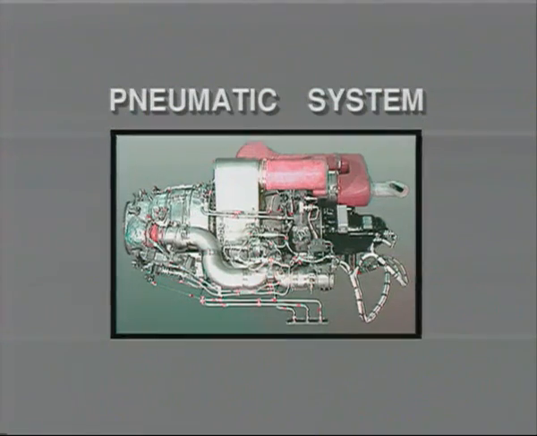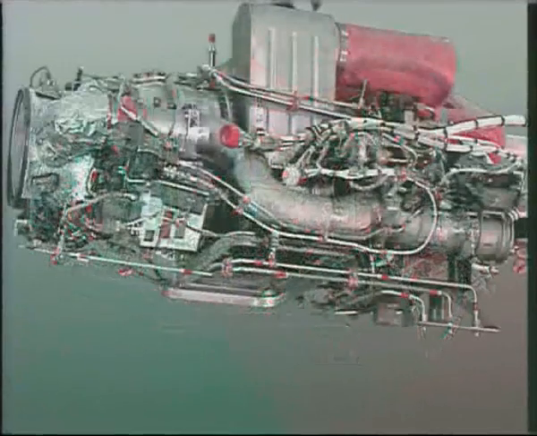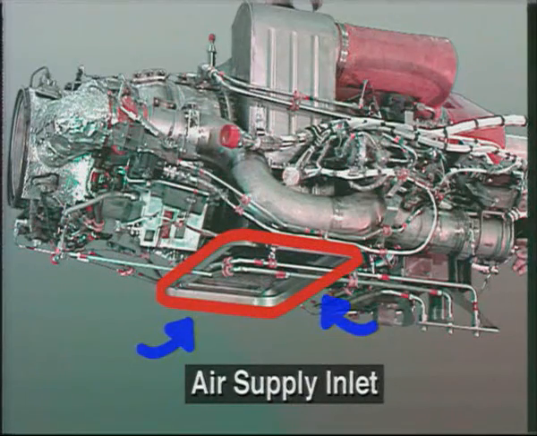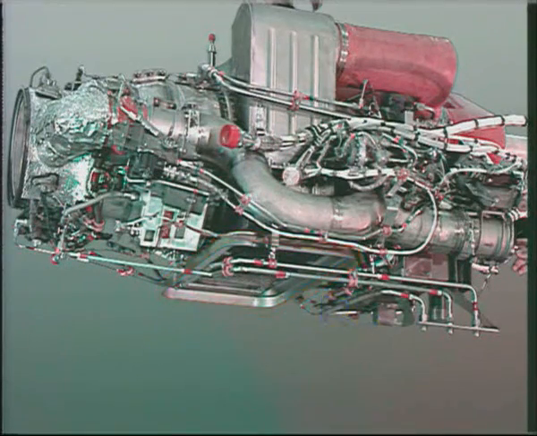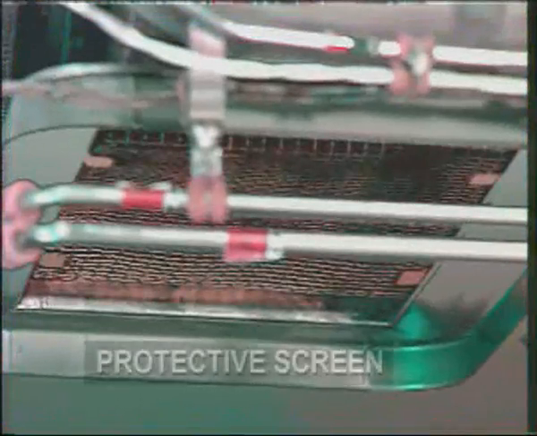Pneumatic system. The air supply inlet is located at the bottom of the APU. The air supply inlet is protected by a wire screen.